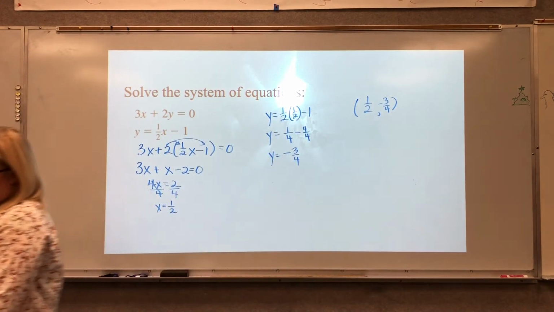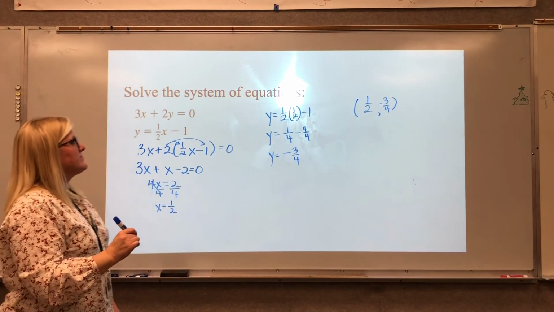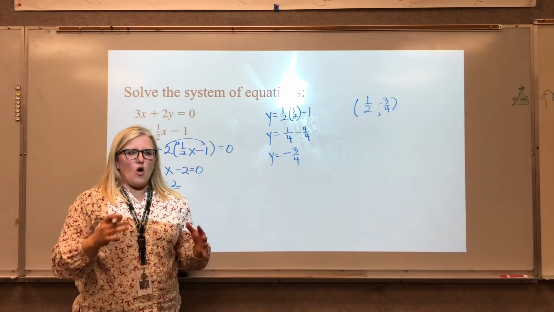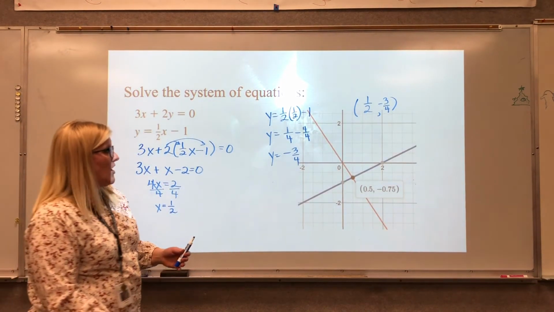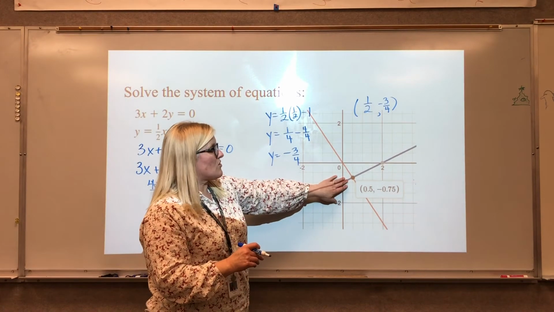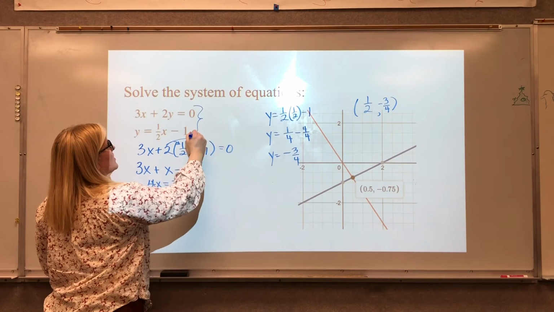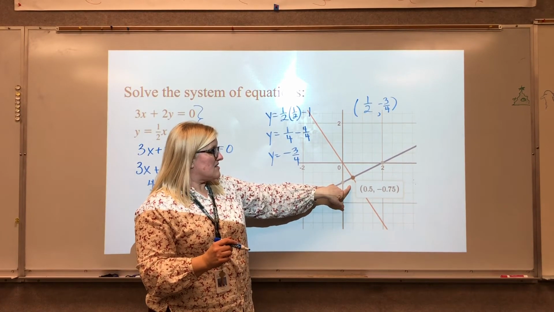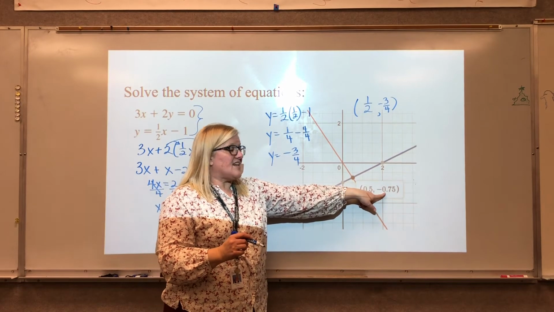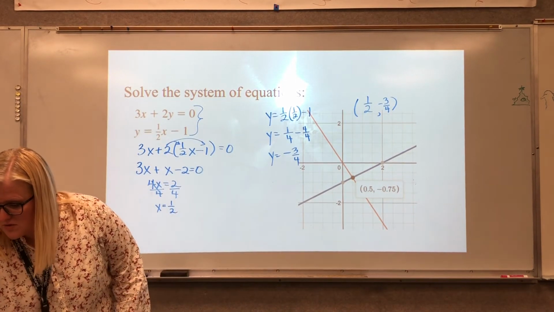Okay, let me just double check. Just making sure I did that right. I hope this is making sense, because like I said, this is basically the lesson. Oh, and here it is graphed out for you. So if you graph these two equations, they cross at 1/2 and negative 3/4. Those are, of course, decimals.